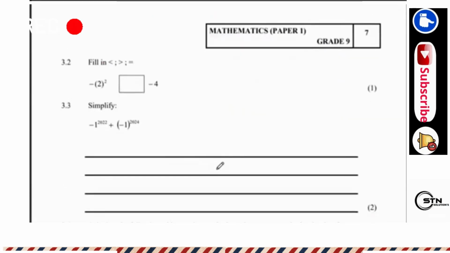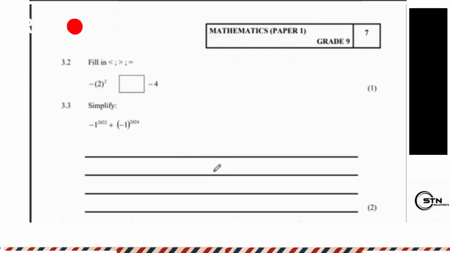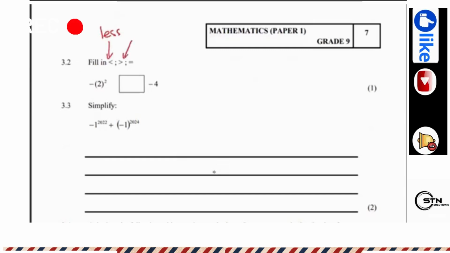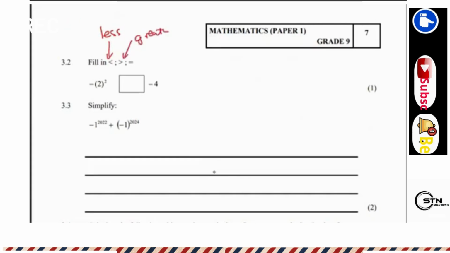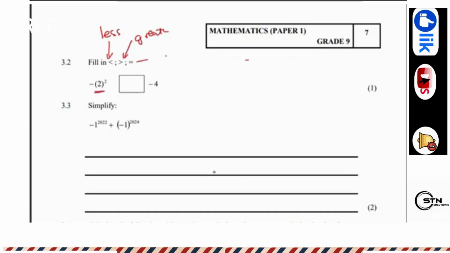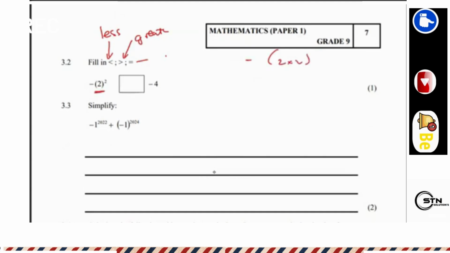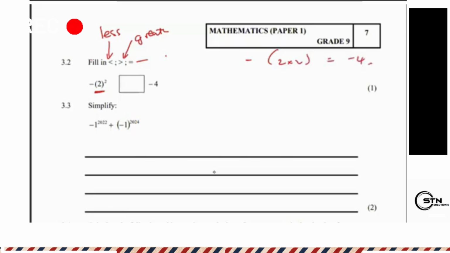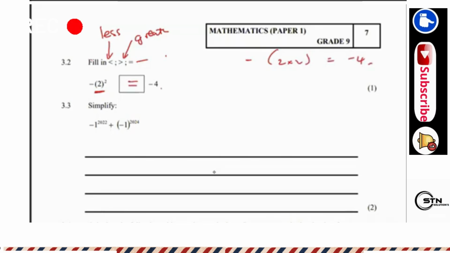All right, and then 3.2, we need to fill in. So this symbol means less than, this means greater than, and this represents the equal sign. Okay, so we need to expand this. So that's going to be negative, then 2 times 2, which gives us negative 4. This side we have a -4, so the correct option is equals.